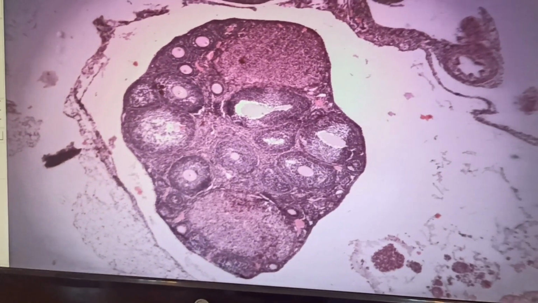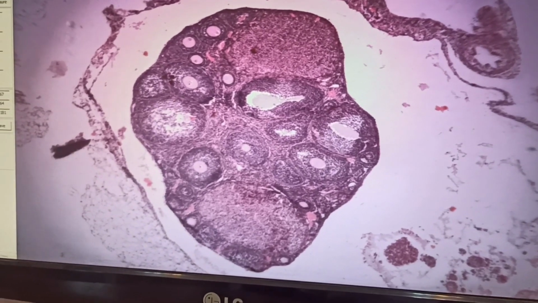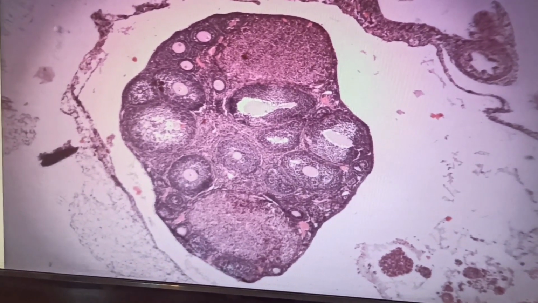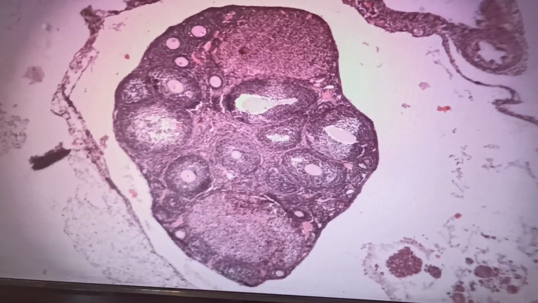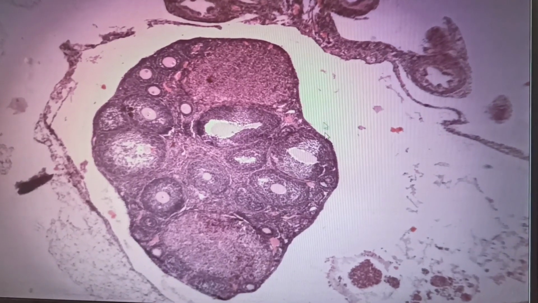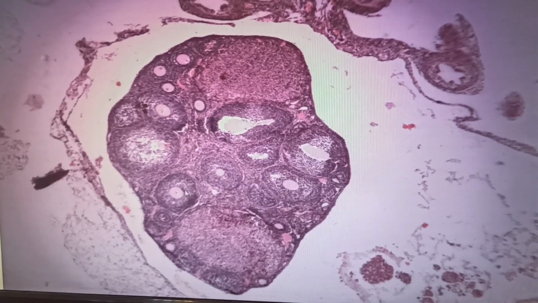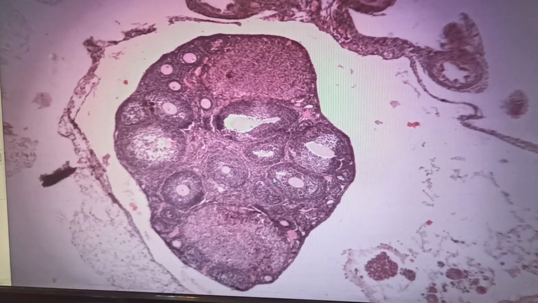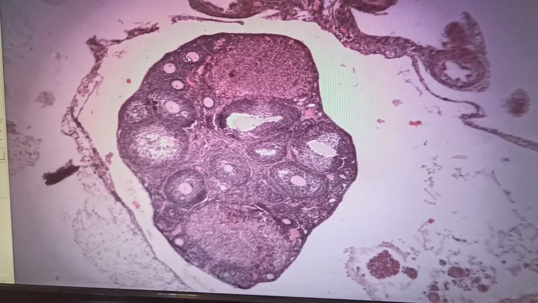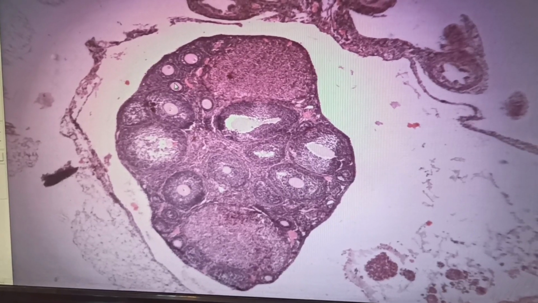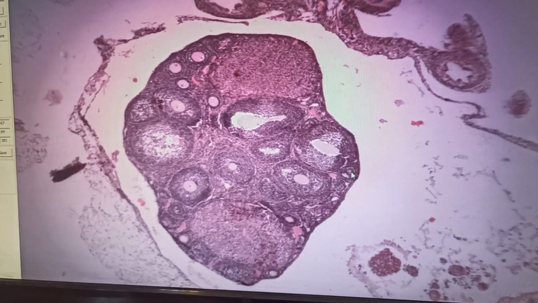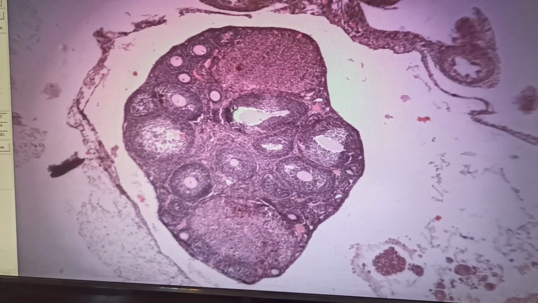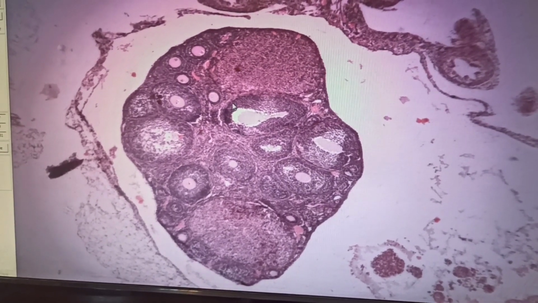Today we are going to start with the ovary. You can see the section from the ovary. Ovary in Persian is called tokhmdan, and there are different follicles at different stages of growing. Some of them are very small, for example like this one. Some of them are very large.